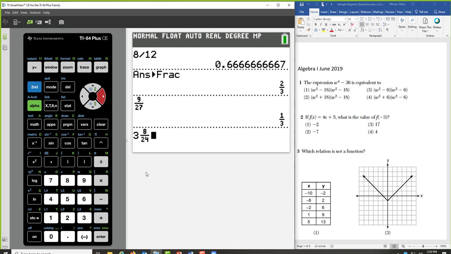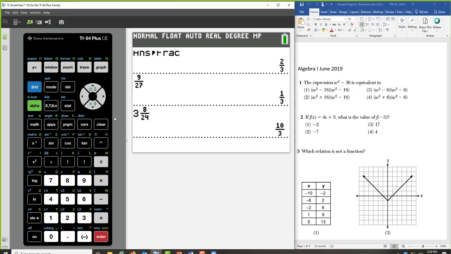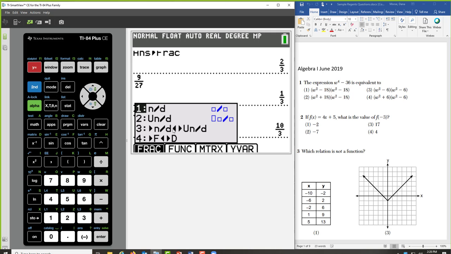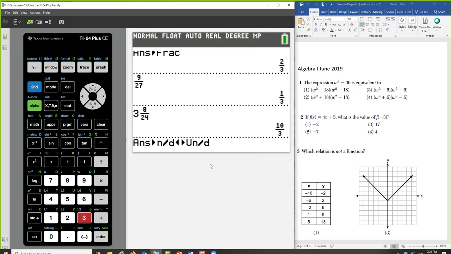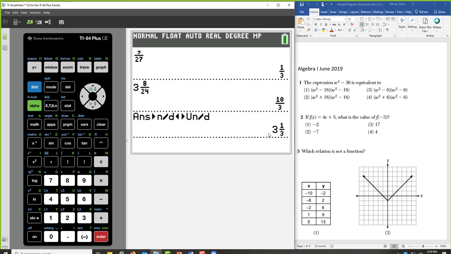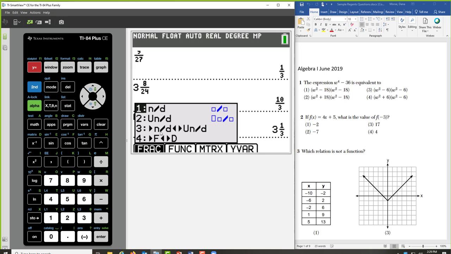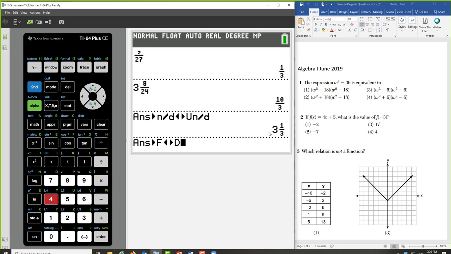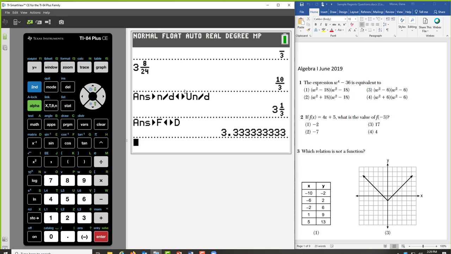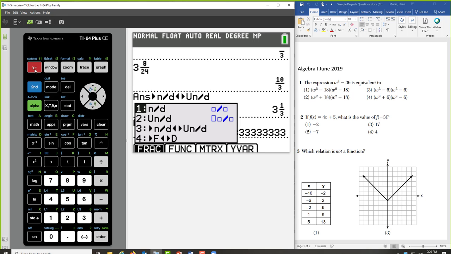3 and 8/24. If I press enter, it did a multiple representation. It wrote it as an improper fraction. Alpha, y equals, option 3, we'll take that last answer, 10/3, rewrite it to 3 1/3. Alpha, y equals, option 4, 3 1/3 is 3.3 repeating. I entered 3 and 8/24 and have seen 3 different representations for the same number. That's the power of MathPrint.